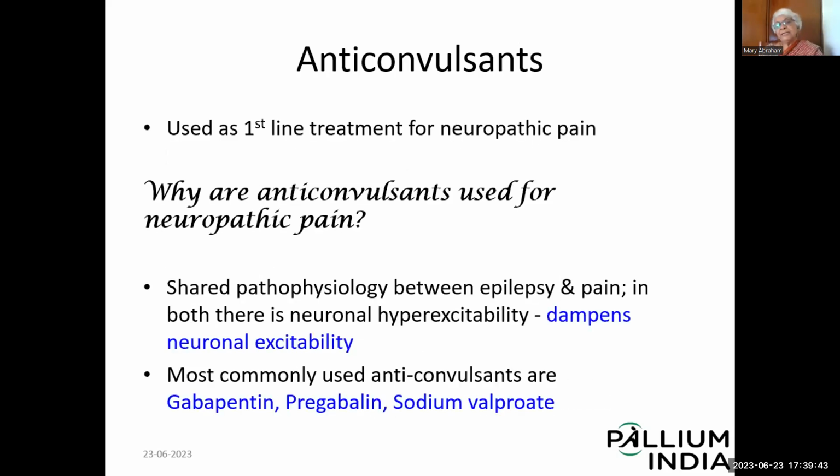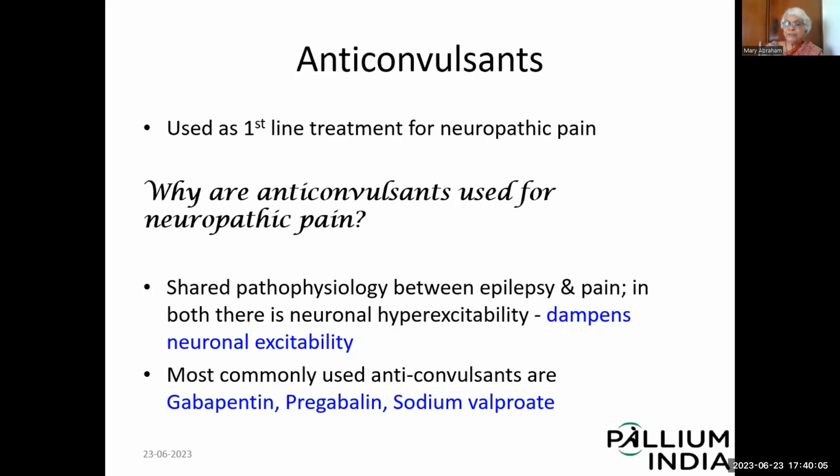So the first line drug for treating neuropathic pain is the anticonvulsants. Why is it used for treating neuropathic pain? Because there's a shared pathophysiology between epilepsy and pain. In both, there is neuronal hyperexcitability, and the anticonvulsants are actually dampening the neuronal excitability.